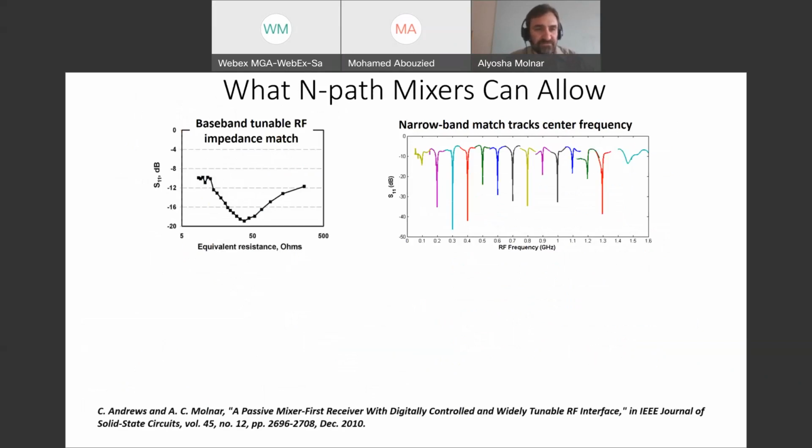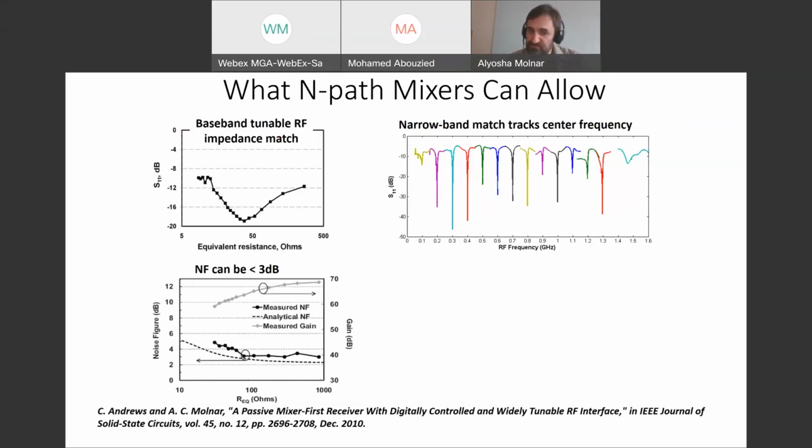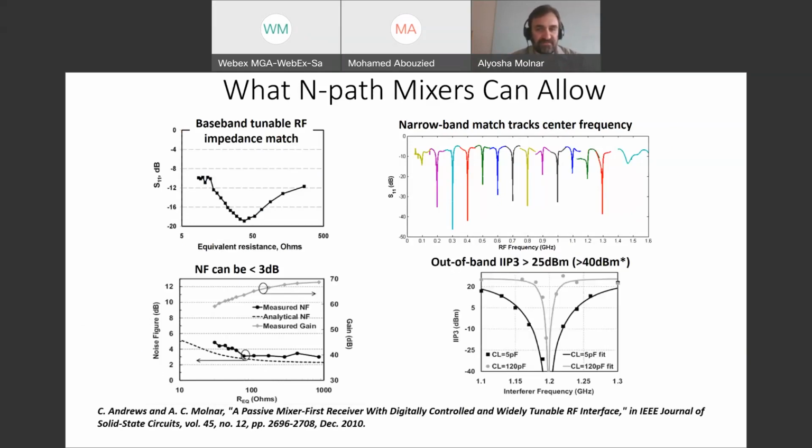Even 10 years ago, when we first started looking into this space, we saw some interesting capabilities. It gave us the ability to essentially tune the input impedance using baseband components. That's what the plot on the left shows, and to have that match track our local oscillator across more than a decade of frequency. We were also able to show that it gives a good noise figure on the order of 3 dB. And then finally, that it had very good out-of-band linearity.